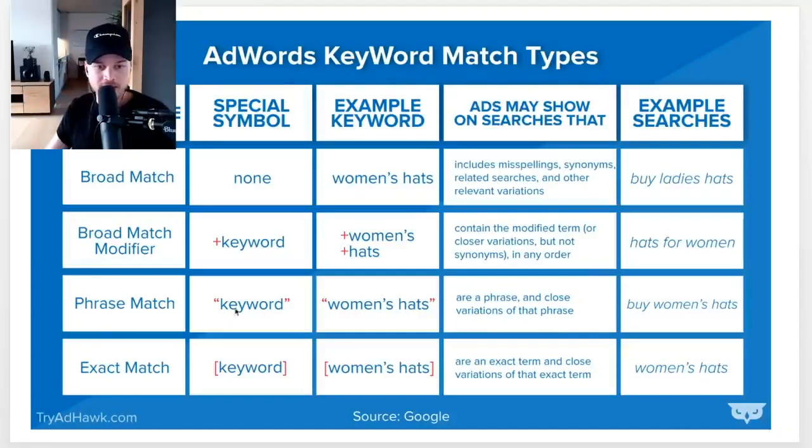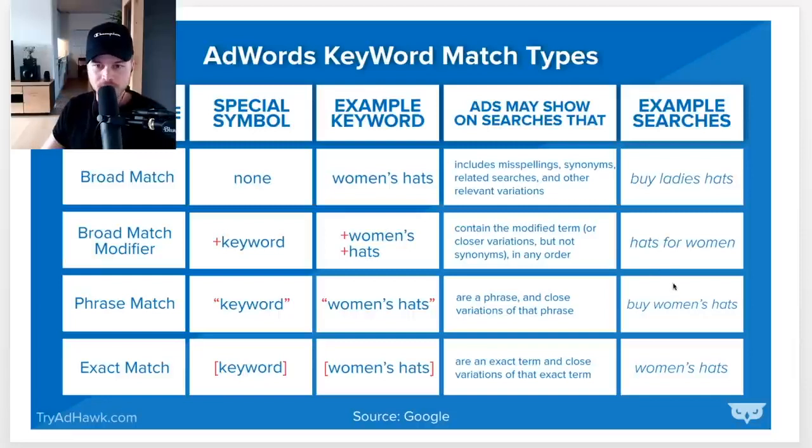And then there is the phrase match. When you put in these quotation marks around your keyword, then the keyword has to be part of the phrase that people type in the search bar. So when people type in buy women's hats, then my ad will also show up. And then we have the broad match modifier, the modified broad match. You can put a plus in front of your keywords, which means that each keyword that has a plus in front of it has to be in what people type in the search bar. So here, for example, hats for women, it will show up because hats is in there and women is also in there. Women is kind of a synonym or a close variant of women's.